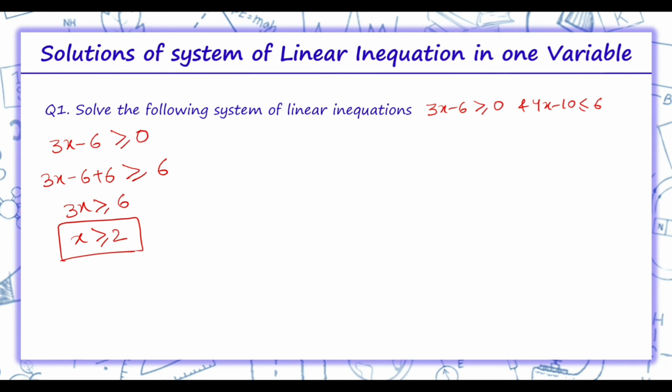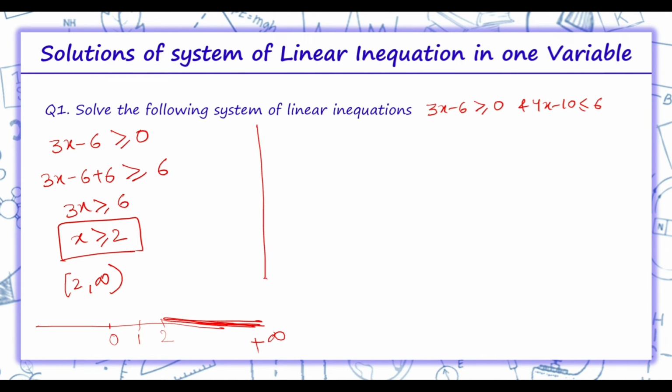Now we will represent this inequation on a number line. Here we have x greater than or equal to 2. So the solution set for this inequation will be 2 to infinity. Since the equal sign is there, this 2 is included. When we draw the number line for this, 0, 1, 2, the solution will be 2 to infinity.